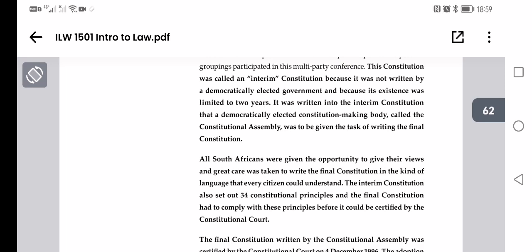constitution because it was not written by a democratically elected government, and because its existence was limited to 2 years. It was written into the interim constitution that a democratically elected constitution-making body called the Constitutional Assembly was to be given the task of writing the final constitution.